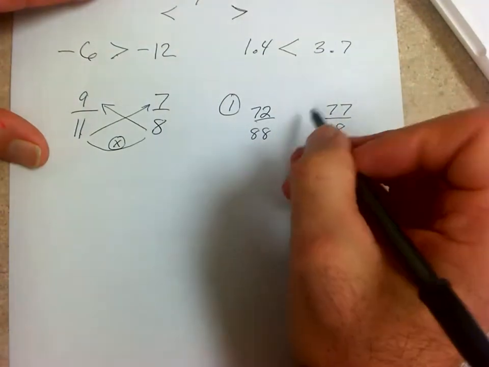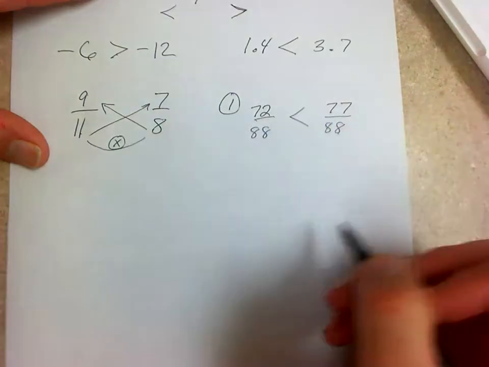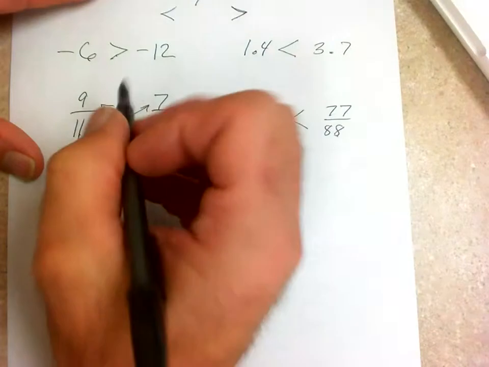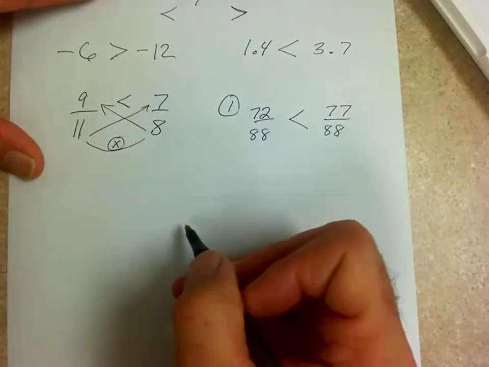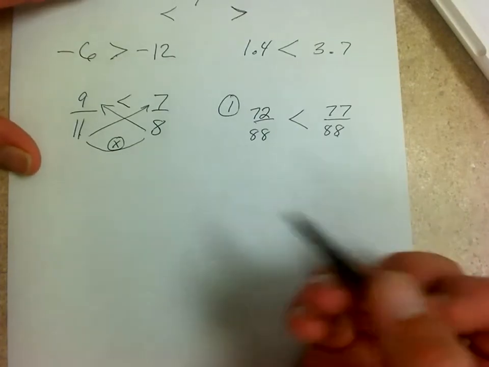Now that the denominators are the same, it's as simple as comparing your numerators. 72 is less than 77, so that corresponds over here: 9/11 is less than 7/8. So one approach to that problem is to make your denominators match.